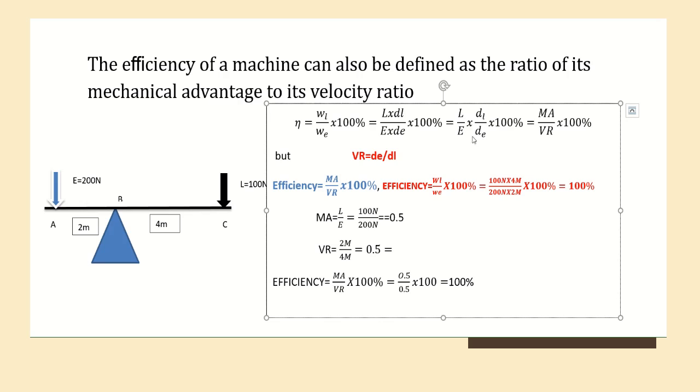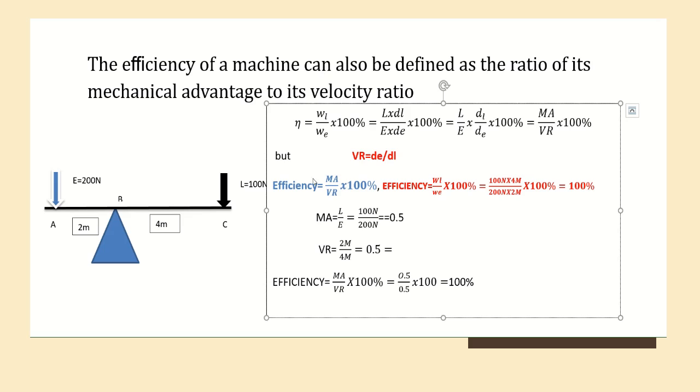So if you look at this, it is what we have seen earlier in previous videos. Load over effort is equal to the mechanical advantage. And distance moved by load over distance moved by effort is the inverse of the velocity ratio formula, which is distance moved by effort divided by distance moved by load. Since they are opposite, instead of multiplication we do division, which is divided by the velocity ratio times 100%. So this confirms that the definition we just read is correct.